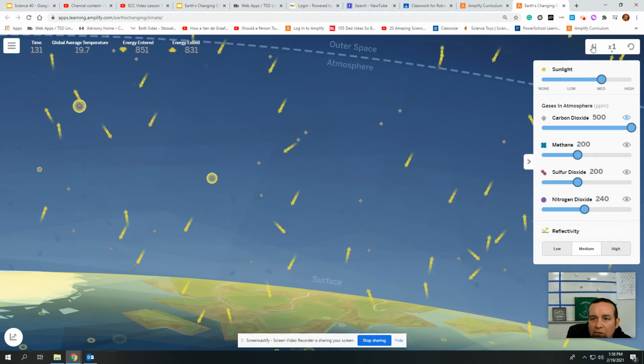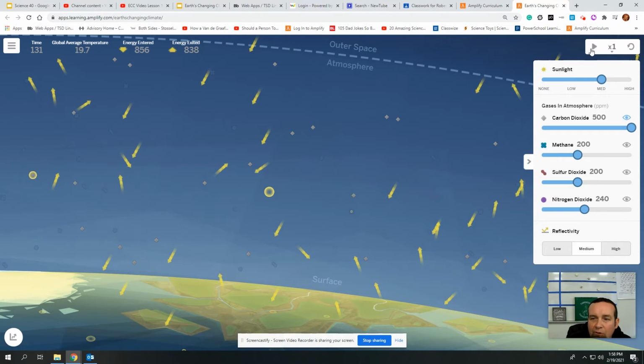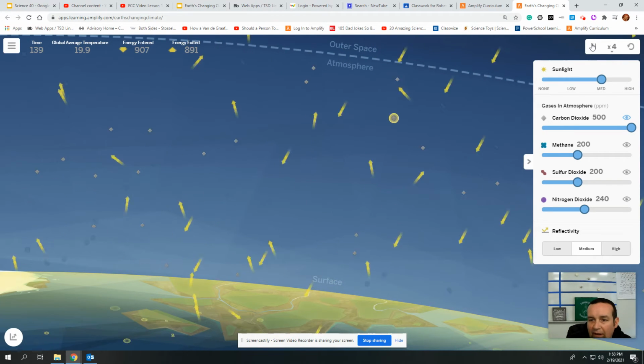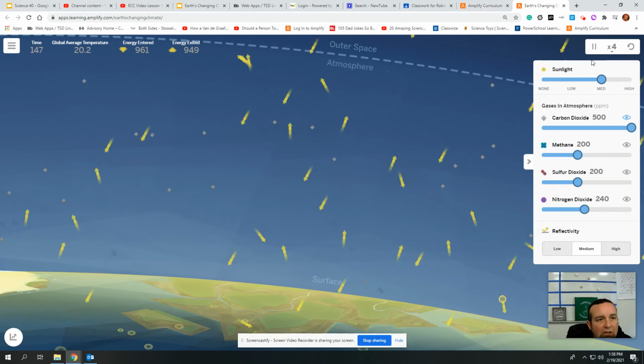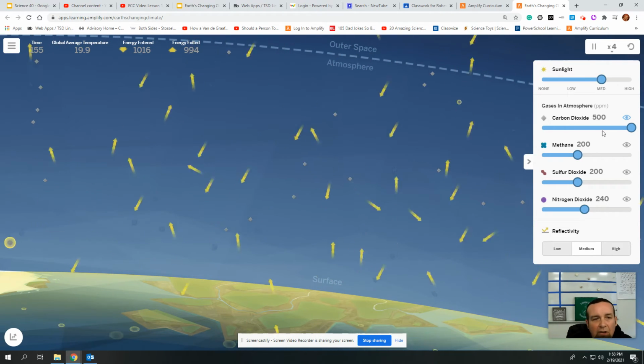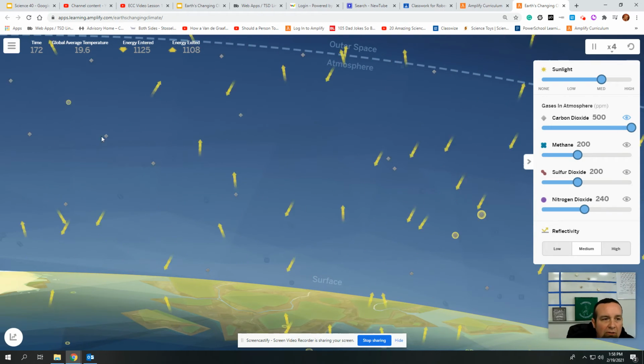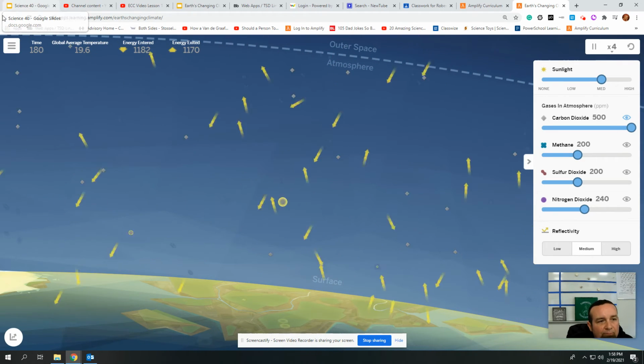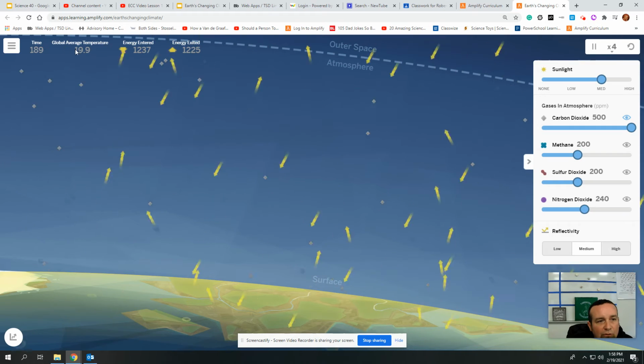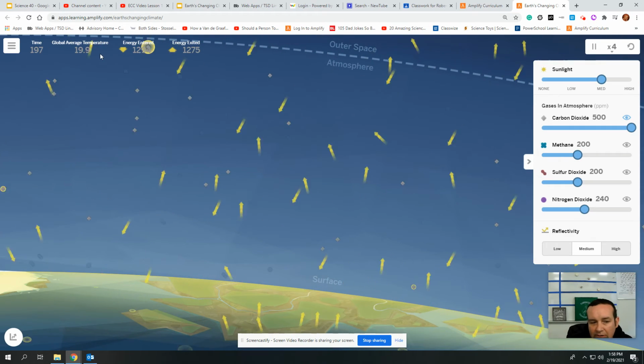A couple of things I want to show you. You can pause it up in the upper right corner here. You can speed it up if you wanted to. Wow, super fast, kind of crazy, too hard to watch. Notice though, as I cranked up the carbon dioxide to about another 100 parts higher than what it is now, we are slowly seeing a temperature increase over here.